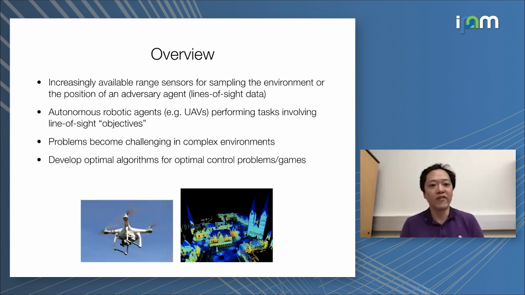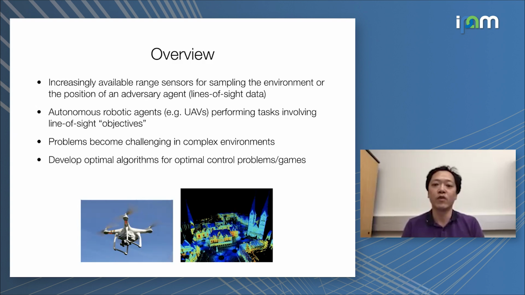Okay, so the motivation for looking at algorithms for solving this type of problem is the following. There is more and more availability of range sensors such as LiDAR sensors, where you can get the distance from the observer's location to boundaries that obstruct the line of sight of this observer. Usually these boundaries are obstacles, and if you think of the observer as a robotic agent, then you cannot penetrate the obstacle, so you need to avoid it. We're thinking about applications related to autonomous robotic agents, UAVs, etc., performing tasks that involve optimizing certain objectives involving visibility or the line of sight from these autonomous agents.